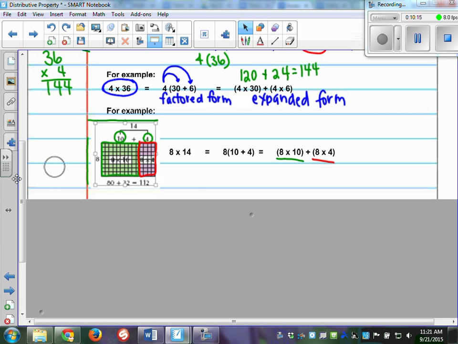So if I just choose to solve this right here, I'm going to solve it this way because that's how I like to do it the best. I would have 80 plus 32. So I should have a total of 112 squares. I'm going to give you guys a minute to copy this into your notes, and then I'll answer questions.